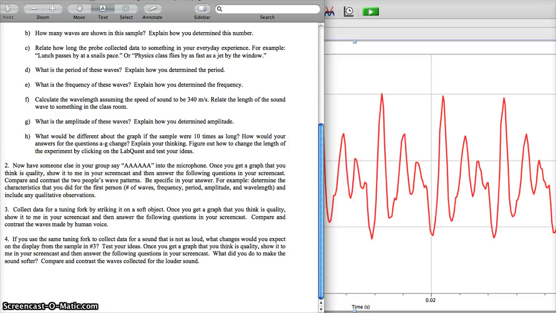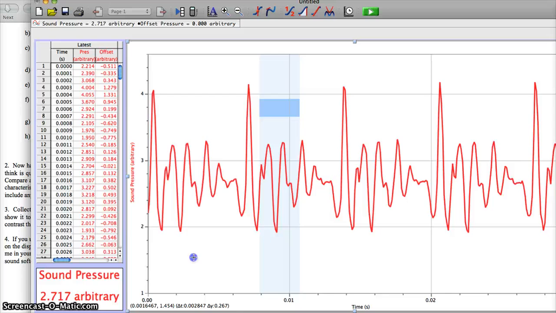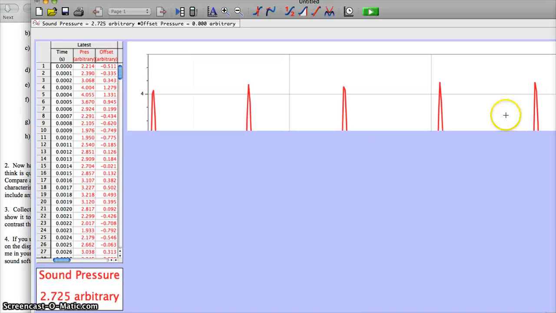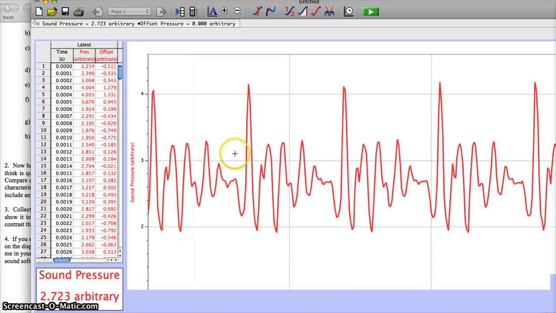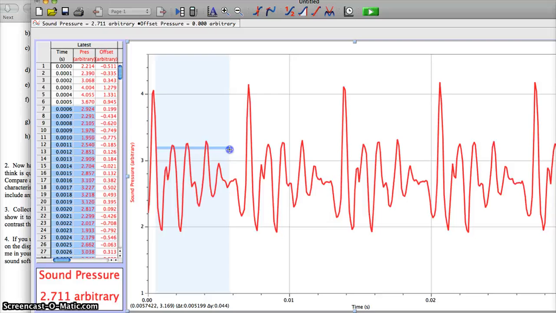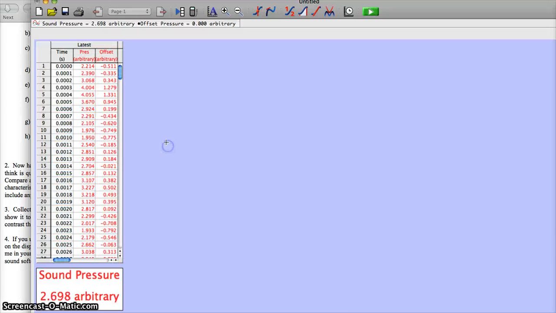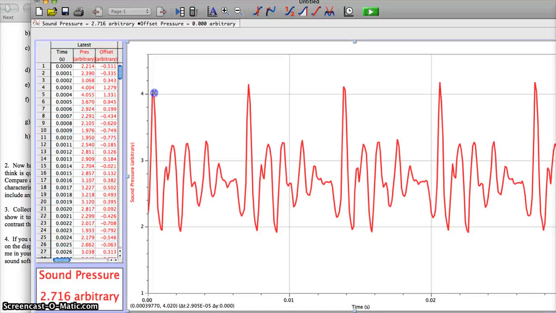Now we're changing waves. So this is Jake's wave. As you can see, it's showing the same patterns over and over again, just a lot more spread out than mine.